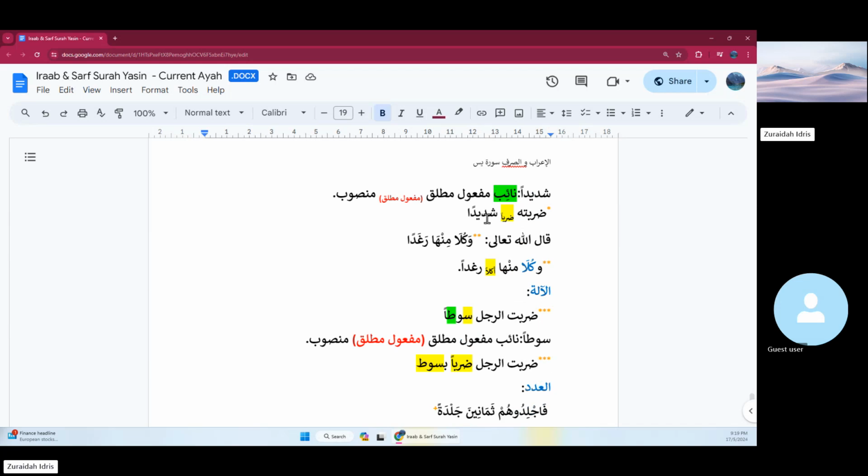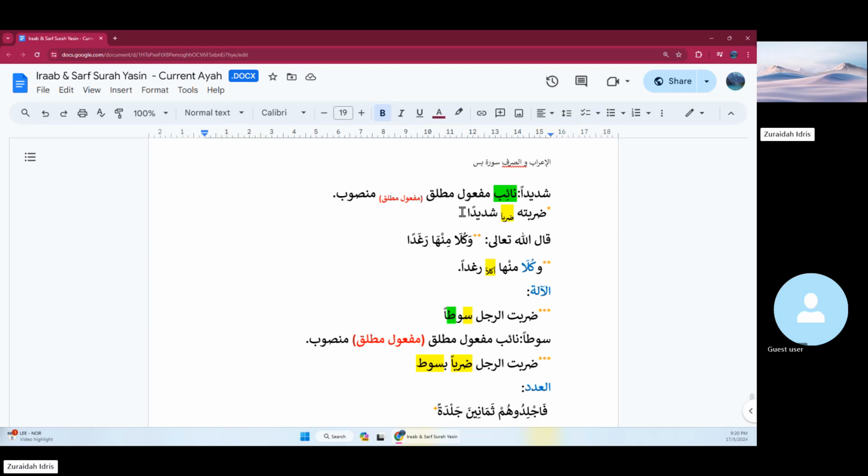Shadidan, remember I said it means extreme, strong, very intense, is actually a description of the hitting, the darban. Darabtuhu darban shadidan. But the Arabs don't like so many words. They like to keep it short. So they said, no need to put the darban. We understand that there is some degree of intensity here, so we just use shadidan. It's understood.